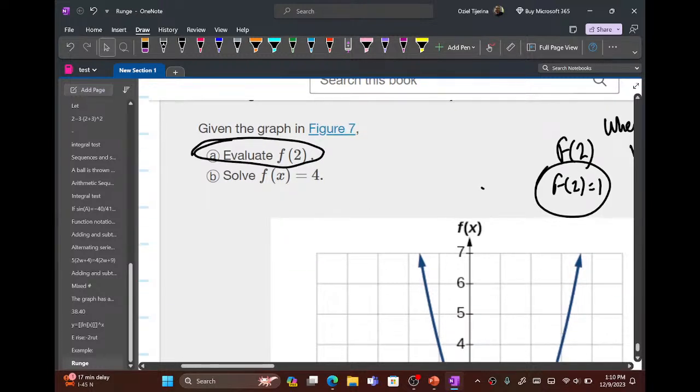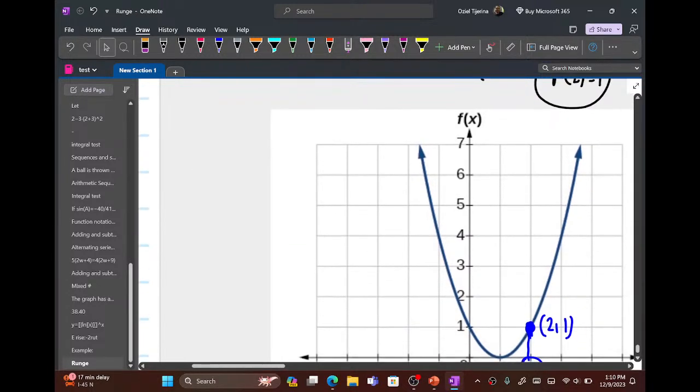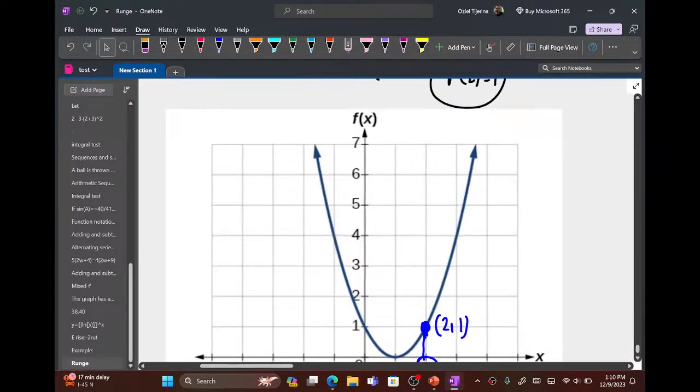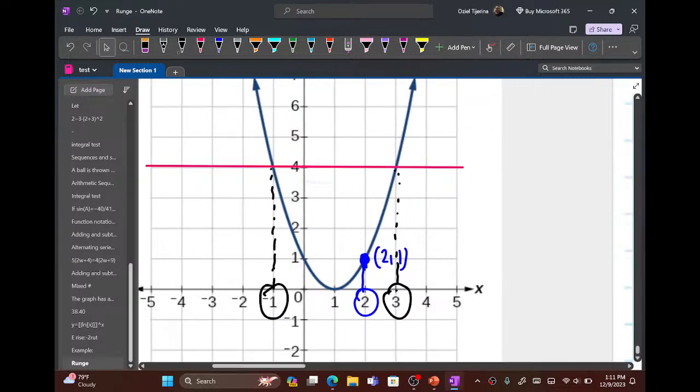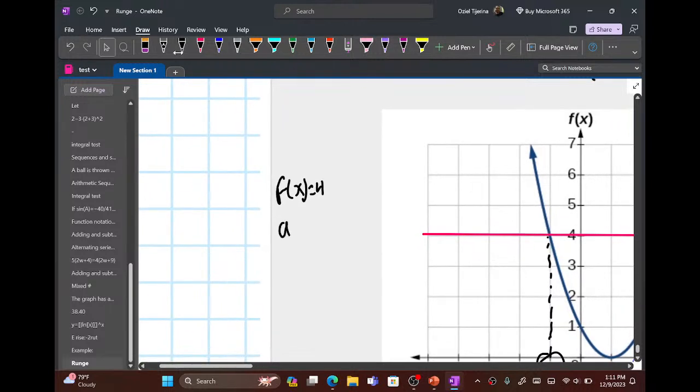Solve f of x equals 4. For this second part, f of x is 4. So we're going to look at the horizontal, right? We know that when f of x is 4, we have this, right? So we can clearly see that there's an x value right here at -1, as well as right here at 3. So f of x equals 4 at x equals -1 and x equals 3. That is how we do that part, guys.